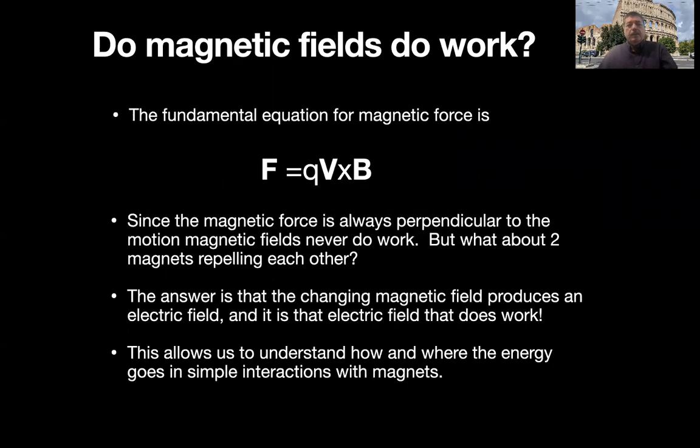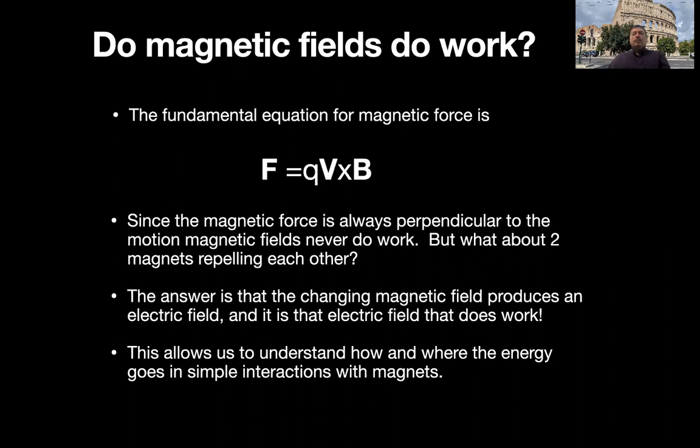So there's a fundamental question about magnetic fields and work. Do magnetic fields do work? The fundamental equation for the magnetic force is F equals qv cross B. So it's the charge times the cross product of the particle's velocity and magnetic field. The magnetic force is always perpendicular to the motion, and so magnetic fields never do any work.